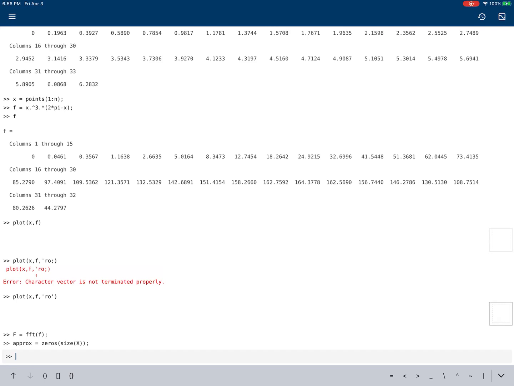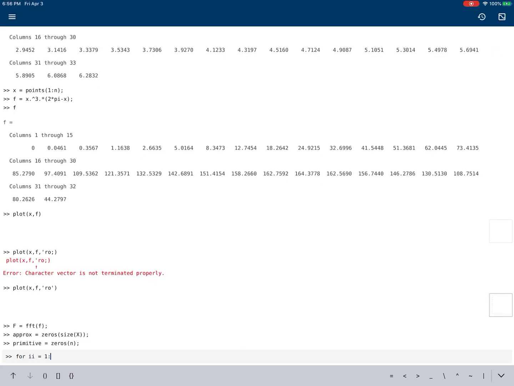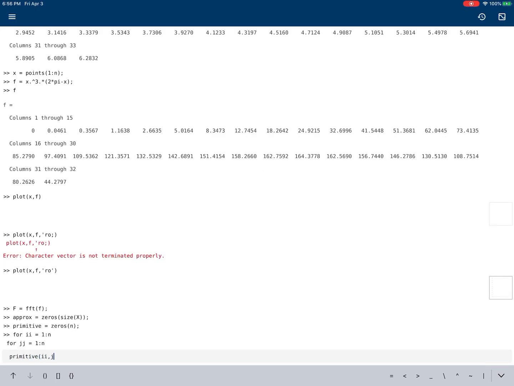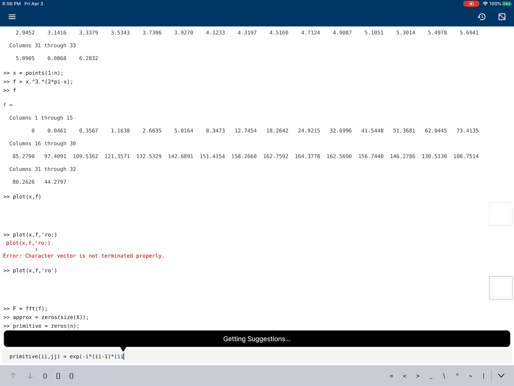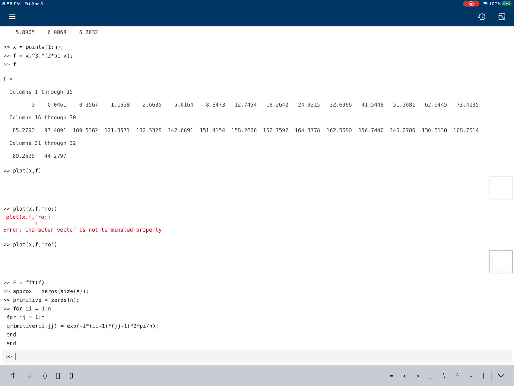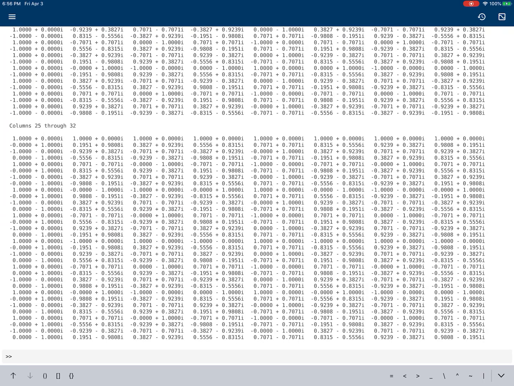So remember, approx, we're going to start with zeros. And this will be the size of the big X vector, because we're trying to recreate a nice continuous function. But we have to recreate our primitive matrix as well. Primitive, we're going to go ahead and say that this is zeros of size n. And we're going to do that nested for loop again. So i goes from 1 to n, j goes from 1 to n. Primitive ii,jj is going to be exponential minus i times (ii minus 1) times (jj minus 1) times 2 times pi divided by n, right, to get the appropriate scalings. And we'll kill that off.